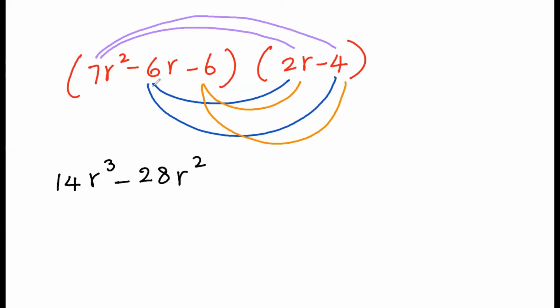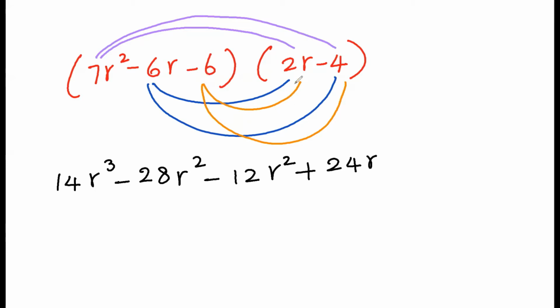Now I'm going to multiply negative 6r times 2r. So that's going to be negative 12r squared, because 1 plus 1 is going to be 2. So negative 12r squared. I'm going to multiply negative 6r times negative 4. So that's going to be positive 24r. Be careful. Negative times negative is positive. So that's going to be positive 24r.